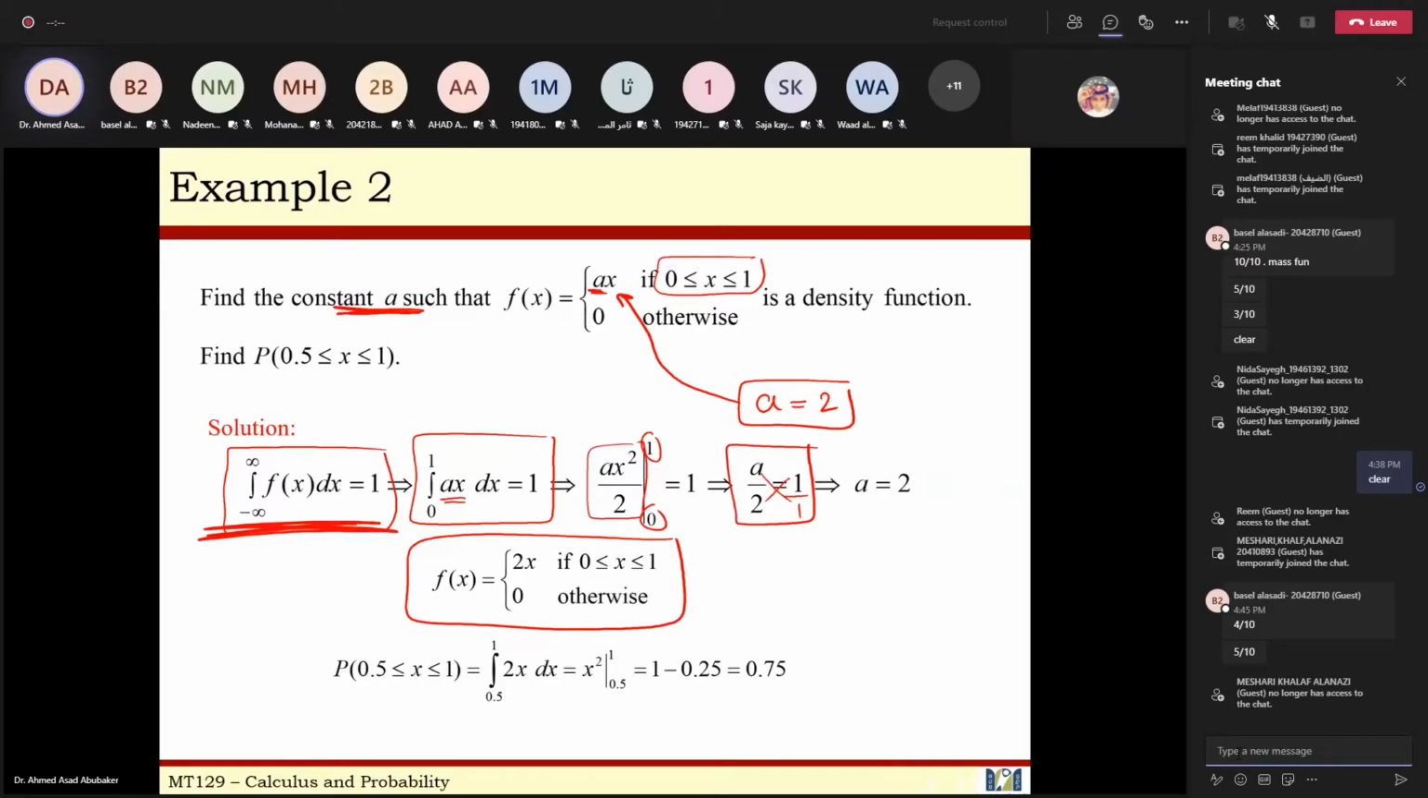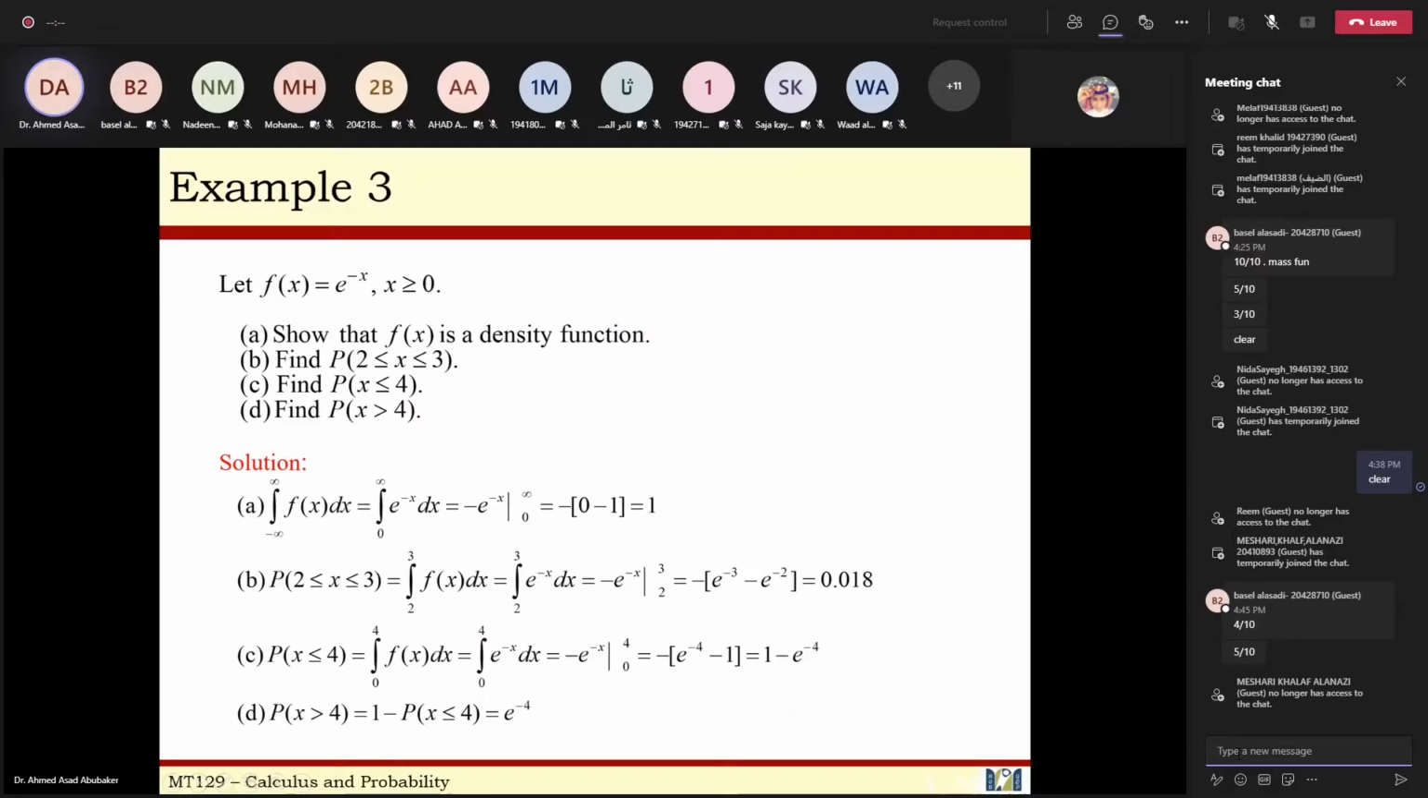Okay, now if we need to find from half to 1, what is the integral from half to 1 of 2x? This is x squared. Substitute 1, 1. Substitute half squared equals 0.25. This is equal to 0.75. The final answer. This is easy after finding the unknown A.